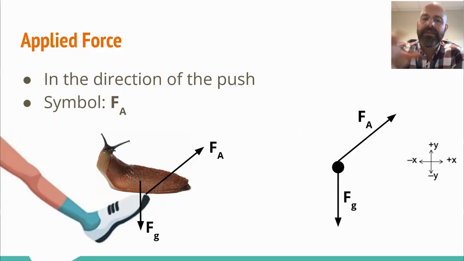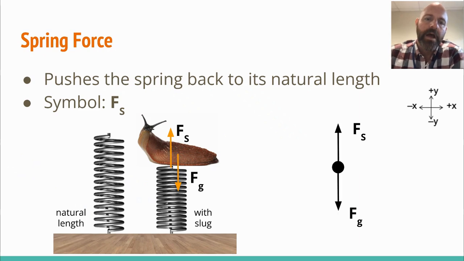You'll notice that in these cases, I've shown the forces acting where they act on the picture, but on the free body diagram, they're all acting on the dot. The spring force, here we have a spring pushing up on the slug and the force of gravity pulling down on the slug, like so.